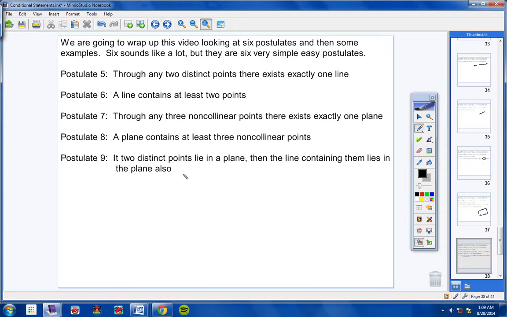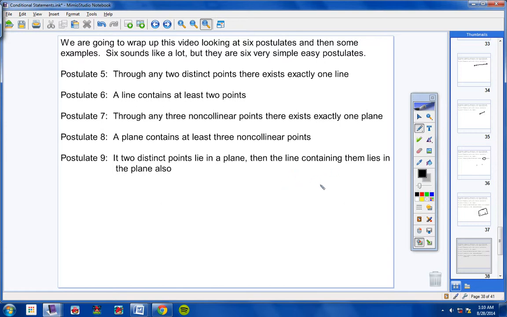All right, number 9, if 2 distinct points lie in a plane, then the line containing them lies in the plane also. And my voice is starting to go, so we're going to wrap this up. If 2 distinct points lie in a plane, then the line containing them lies in the plane also.